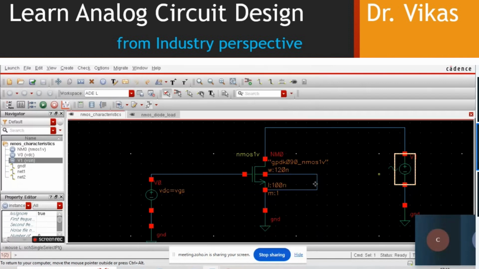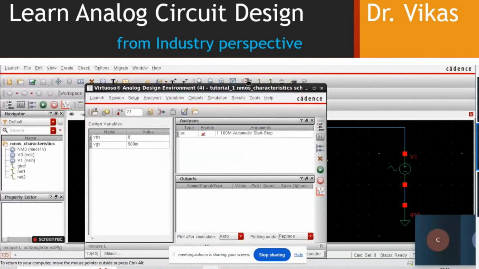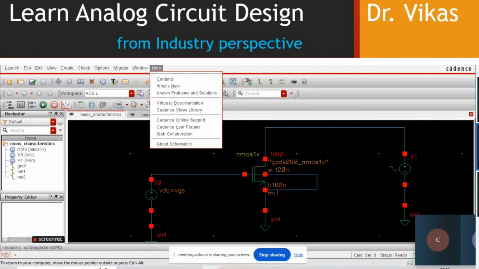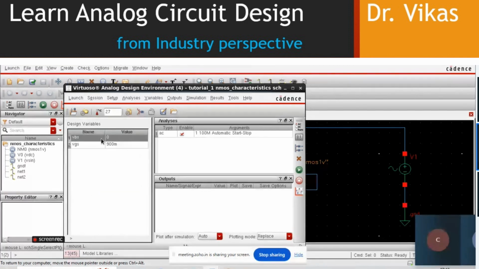Now let's try to understand why we are choosing this when we do the simulation. I have launched ADL through this launch ADL window. When I launch that window, this dialog box will come. I'll do the copy from cell view and put VBS as 0. Right now I will not require these things because I have connected VBS. Let's delete it. VGS, I'll take it as 900 milli.